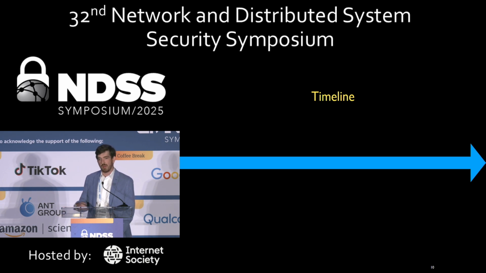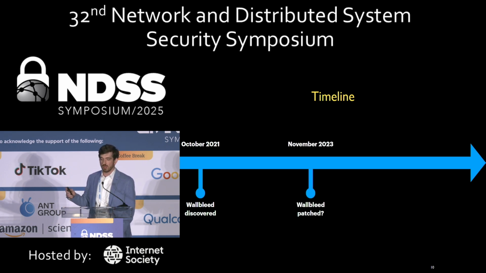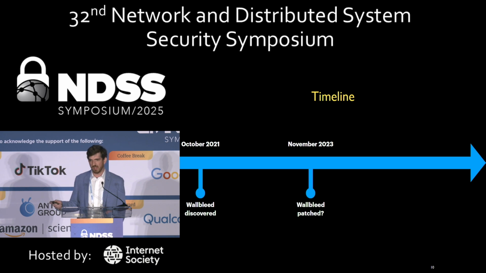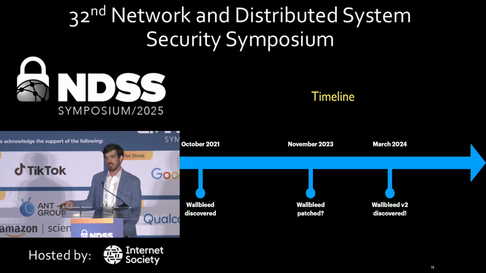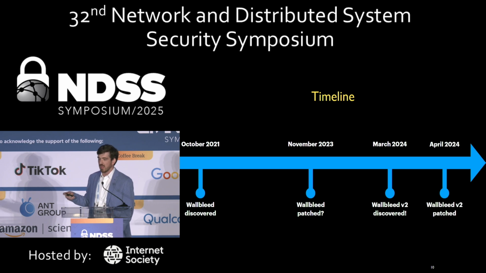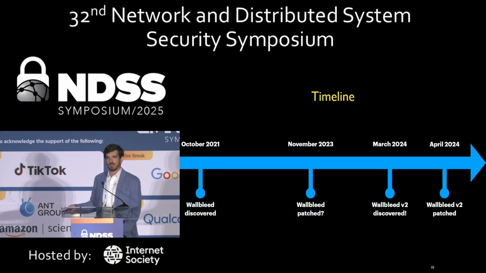So for a quick timeline of exactly what happened here, we discovered Wallbleed in October of 2021. For over 2 years, we ran the experiments I've just discussed until we found that Wallbleed was patched in November of 2023. However, it turns out that just a few months later, with some slight modifications to the initial query, we were able to discover Wallbleed v2 and start leaking data again. In April of 2024, Wallbleed v2 is patched, and to date, we haven't found any more vulnerabilities.